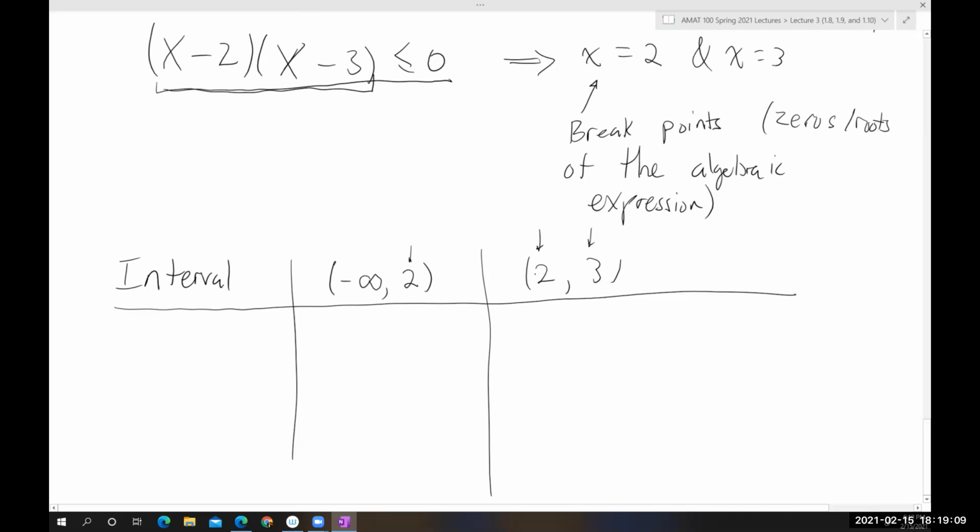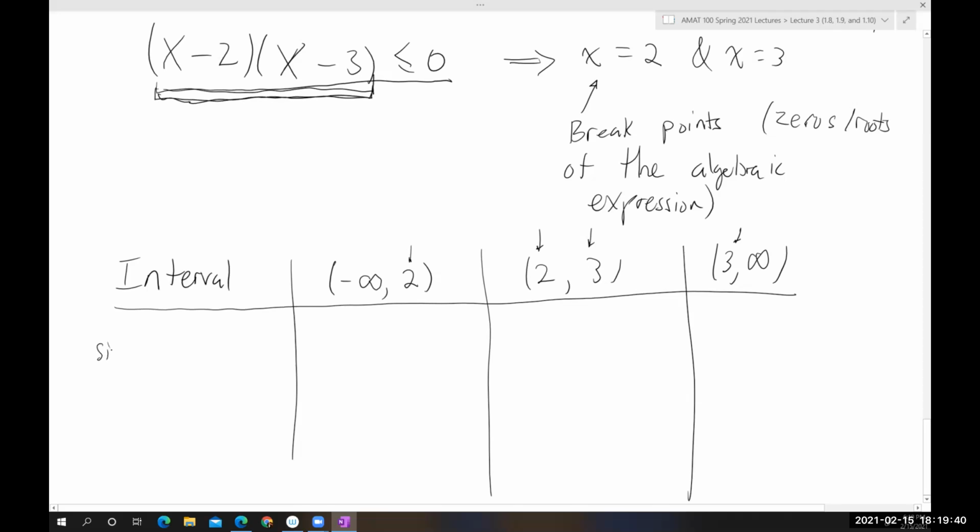These are our breakpoints here, and this is the interval where we're considering numbers to the right of 2, but to the left of 3. And then the last interval will be 3 to infinity. This is another breakpoint, and this is considering those numbers to the right of 3. We want to look at what happens to the sign of this algebraic expression right here.